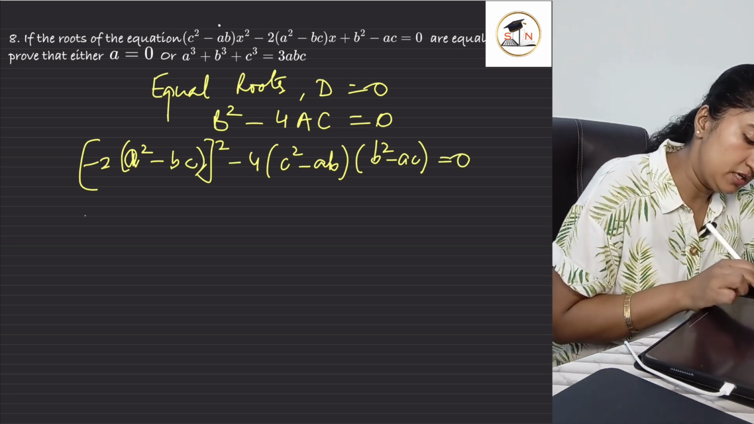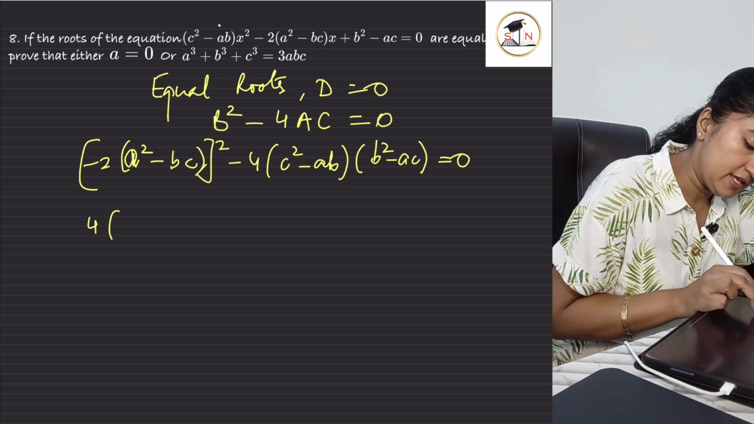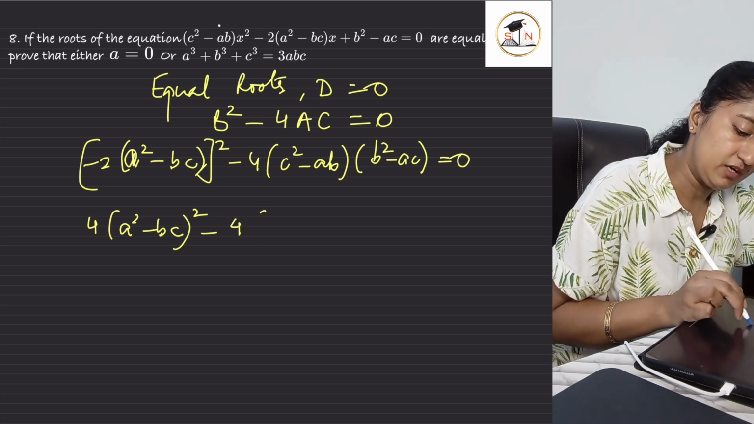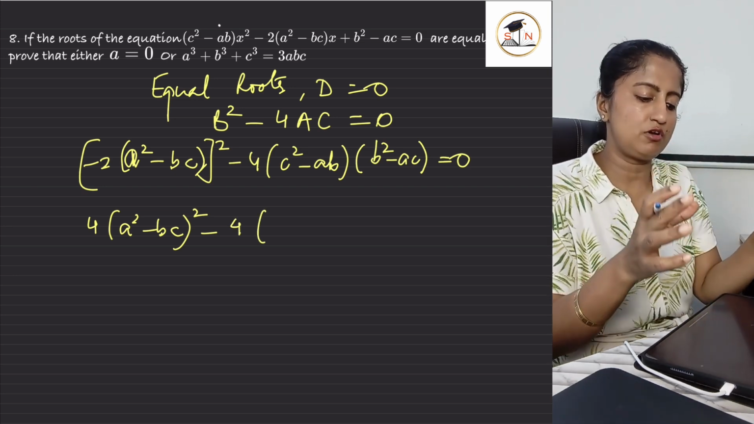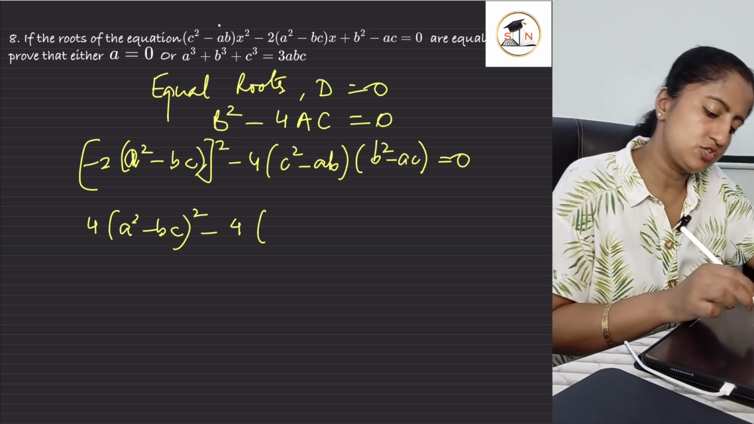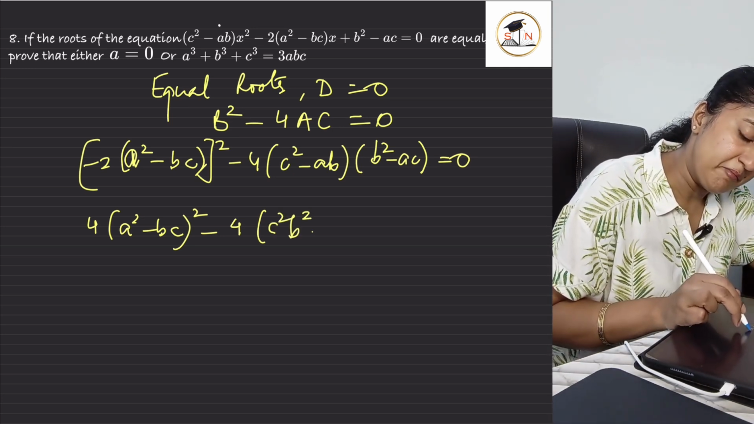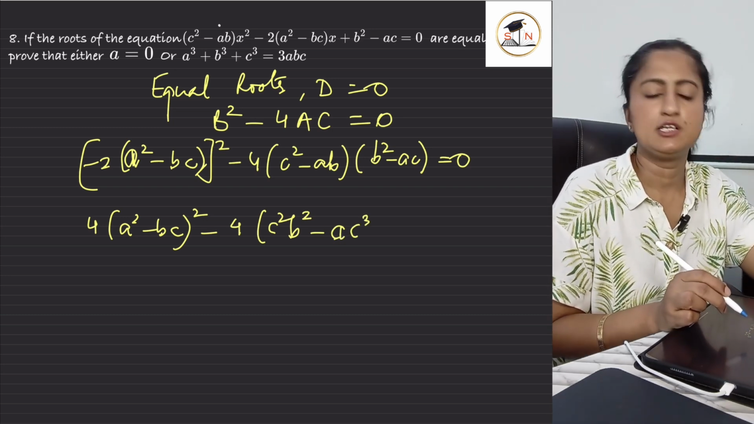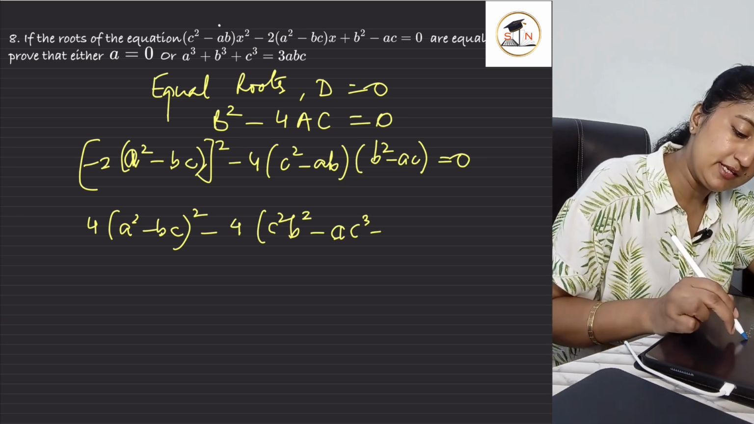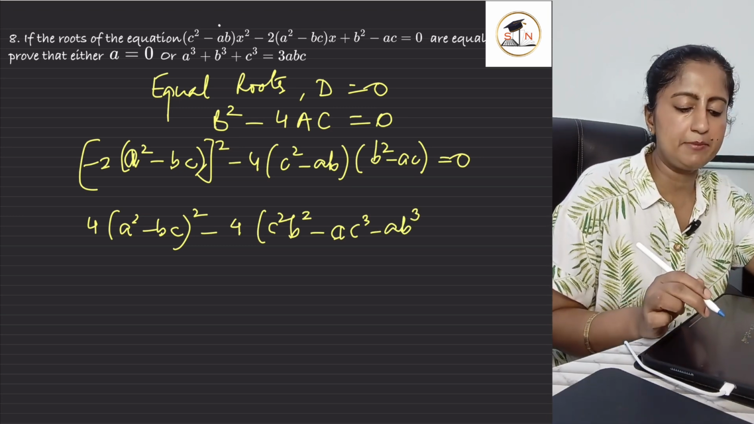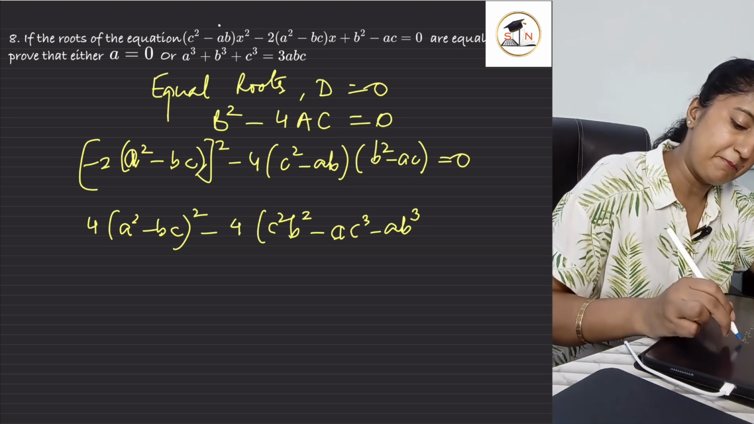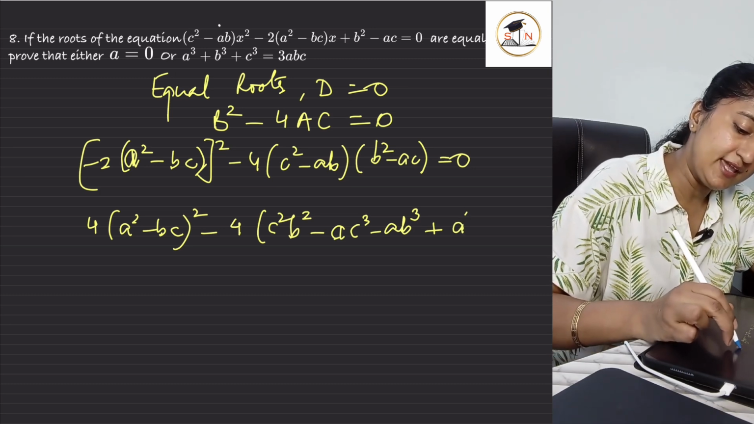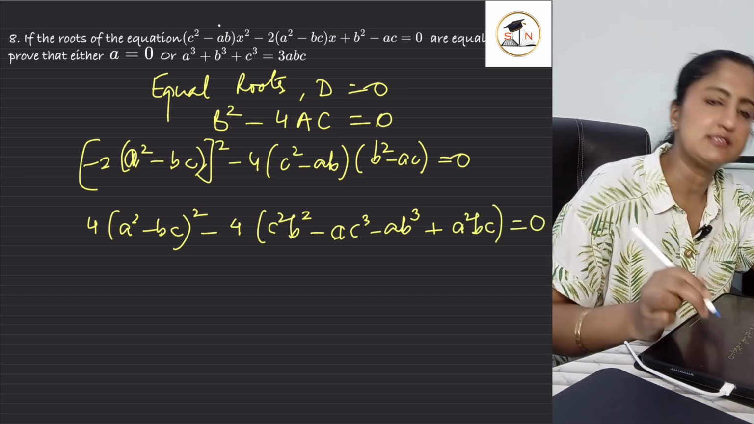Carefully expanding now. Minus 2 square is 4. A square minus bc whole square minus 4 times. Okay, what do we get now? We have to solve again a binomial into a binomial. So c square b square minus ac cube. C square is getting multiplied with ac, so we get ac cube. Then minus ab cube because ab is getting multiplied with b square, plus. Now the last is ab getting multiplied with ac. So that gives me a square bc equals 0.